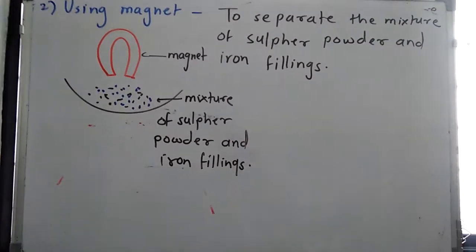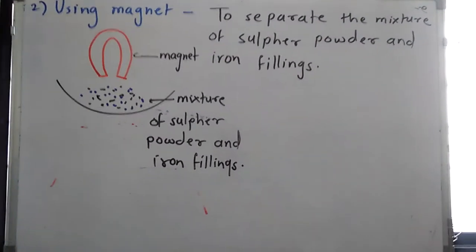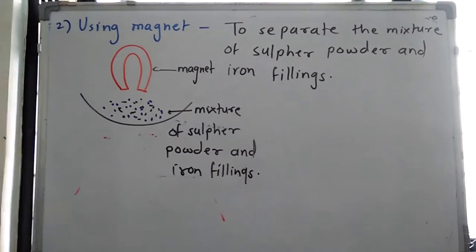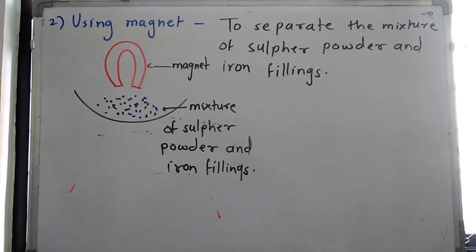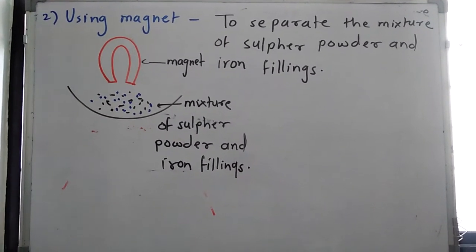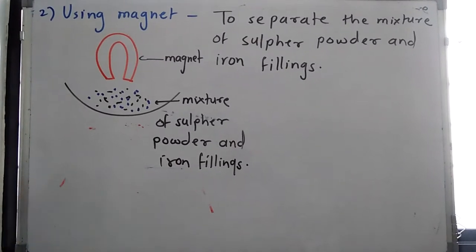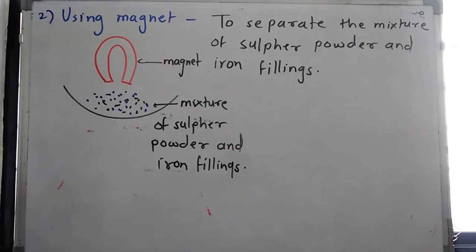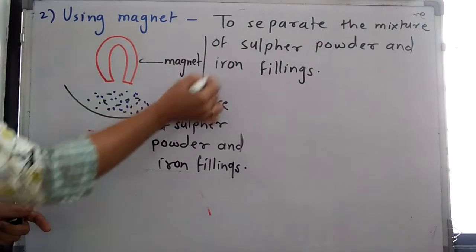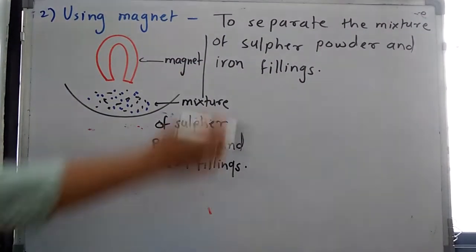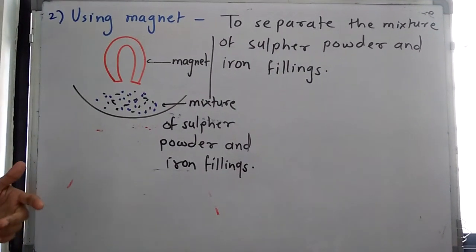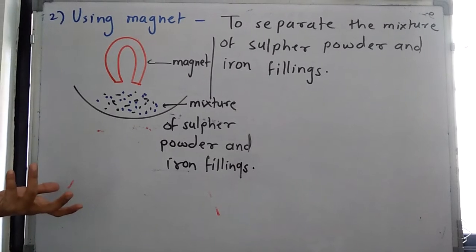The second method to separate two solids is using a magnet. We can use this method for a mixture which has magnetic substances. We know iron, cobalt, nickel are some of the magnetic substances. So if you are given a mixture of a magnetic substance with any other substance, then you can use the method of using a magnet. For example, if you are given a mixture of sulfur powder and iron filings, sulfur is non-magnetic and iron is magnetic. So sulfur powder will not get attracted to the magnet, but iron filings will.